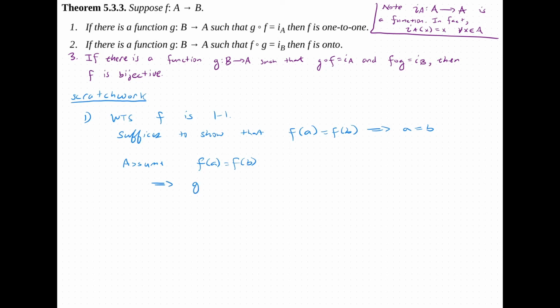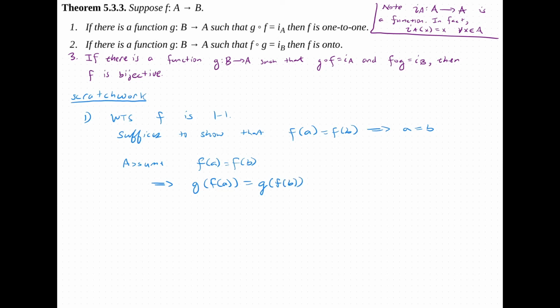So now we have g of f of a. And since these are equal, and g is a function, that means that the same input for f of a will give us the same output. So we have g of f of a is equal to g of f of b. So both of these are equal.